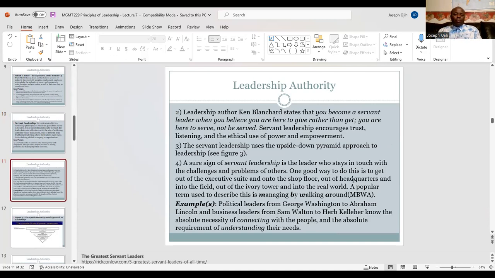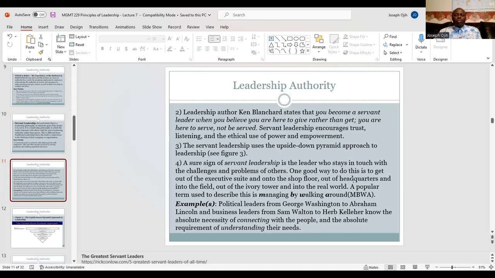So I give an example here with a leadership author called Ken Blanchard. According to him, you become a servant leader when you believe you are here to give, rather than to get. So you are here to serve, not be served. So that's what makes you a servant leader.